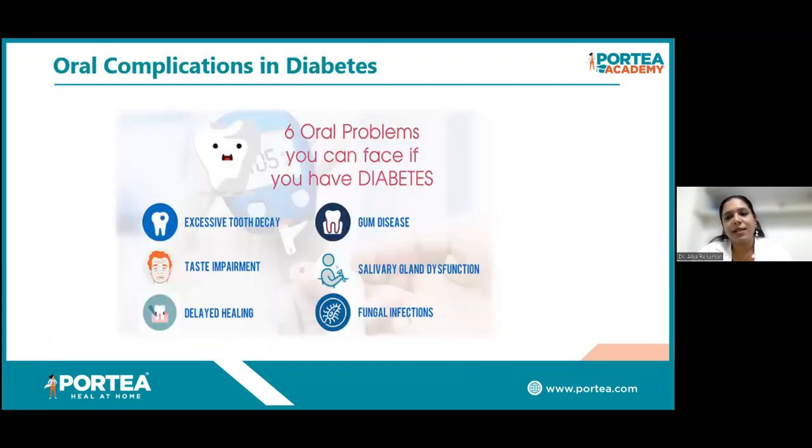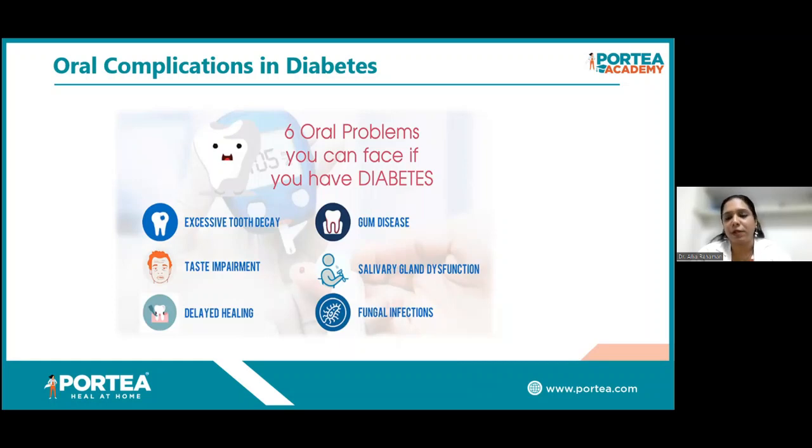Oral complication, that is complication of the mouth. That is something you can see in diabetes. You can have bleeding gums. Your tooth will decay very fast. Sometimes a diabetic patient will say that I'm not able to understand the taste of the food because the nerves in the tongue get affected. Sometimes there will be dryness of mouth, and sometimes there will be white patches inside the mouth or your cheek.